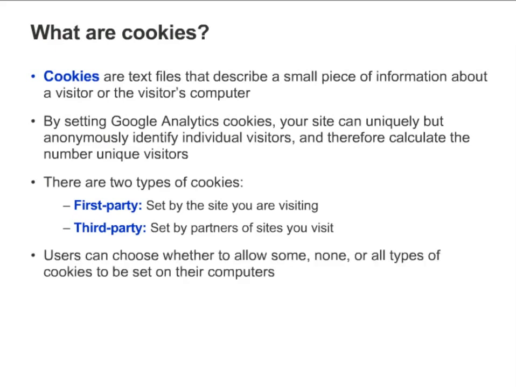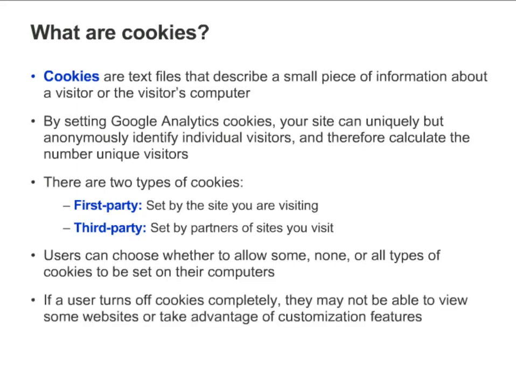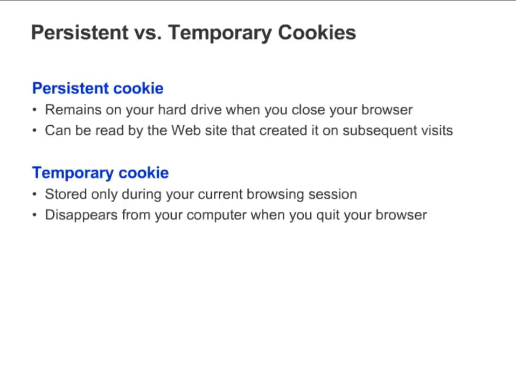Users can choose whether to allow some, none, or all types of cookies to be set on their computers. However, if a user does not allow cookies at all, they may not be able to view some websites or take advantage of customization features. Cookies can be set with or without an expiration date. This detail is important in order to understand how Google Analytics tracks visits and unique visitors.